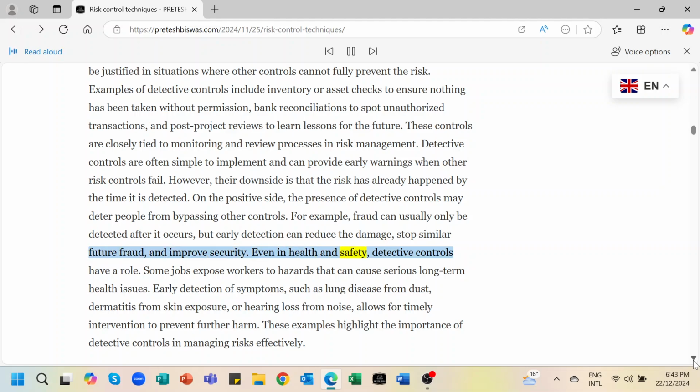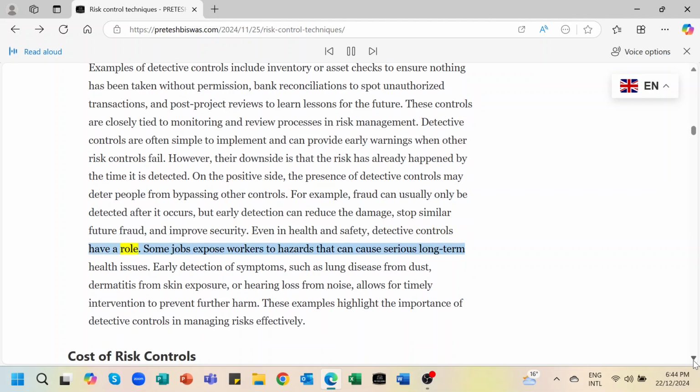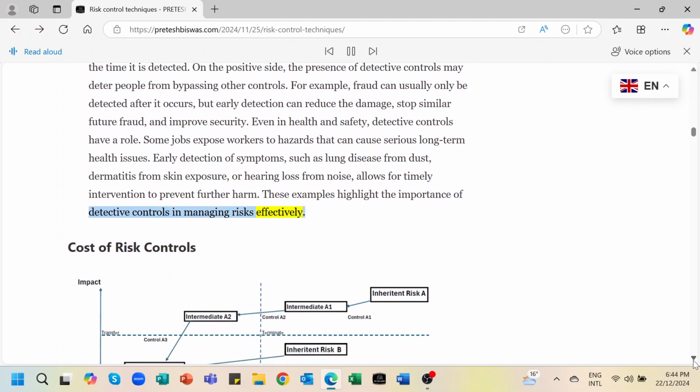Even in health and safety, detective controls have a role. Some jobs expose workers to hazards that can cause serious long-term health issues. Early detection of symptoms, such as lung disease from dust, dermatitis from skin exposure, or hearing loss from noise, allows for timely intervention to prevent further harm. These examples highlight the importance of detective controls in managing risks effectively.